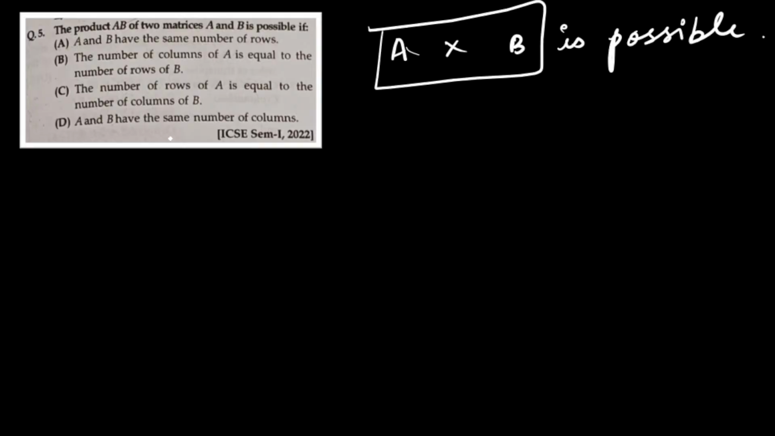Okay, no answers till now. The first option says both should have the same number of rows. Second option, number of columns of A should be equal to number of rows of B. Then number of rows of A should be equal to number of columns of B. And then A and B have the same number of columns. Yes, Khushbu, yes. Monish, many of you have given option B. That's what I have explained: the number of columns of matrix A should be equal to the number of rows of matrix B. Good, that means you have understood. Very good. Let's do the next question now.